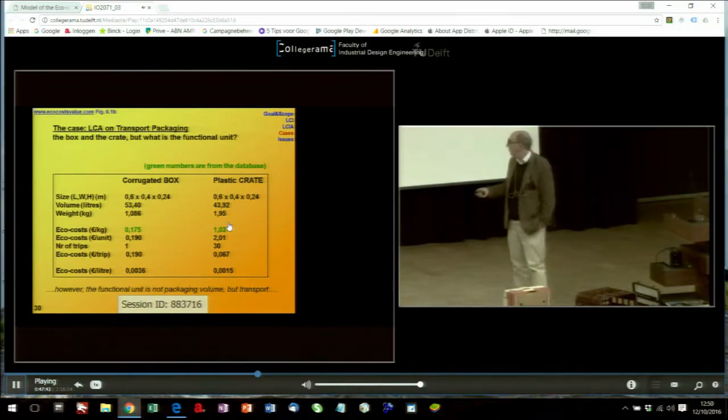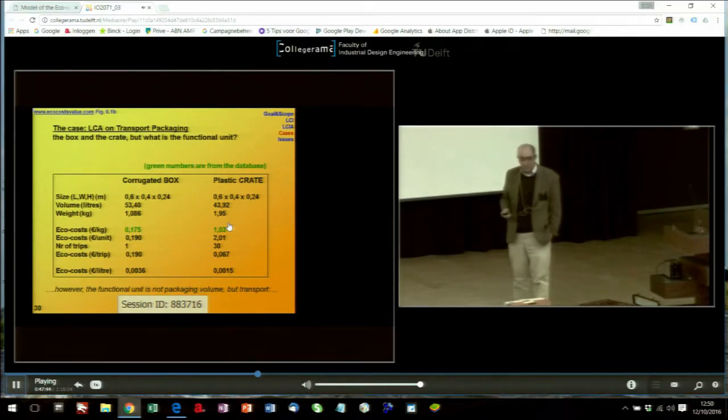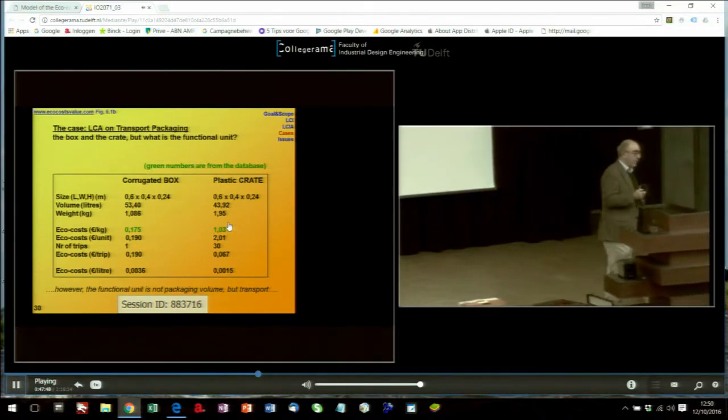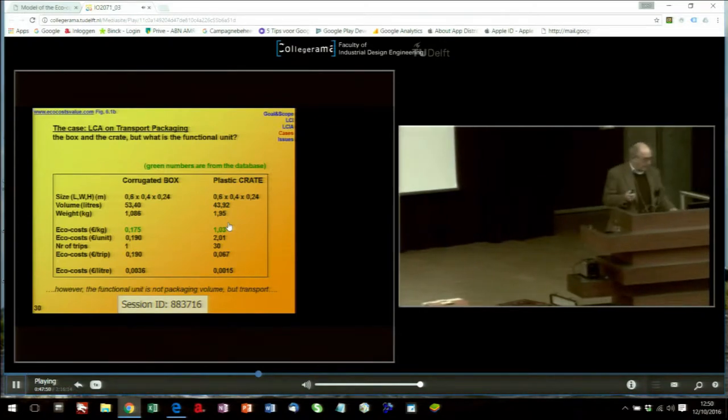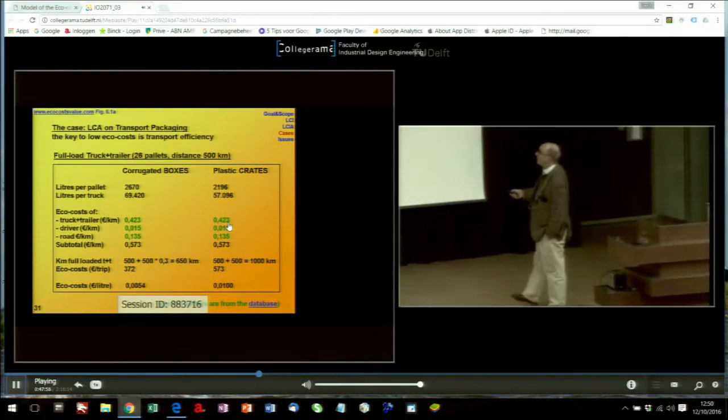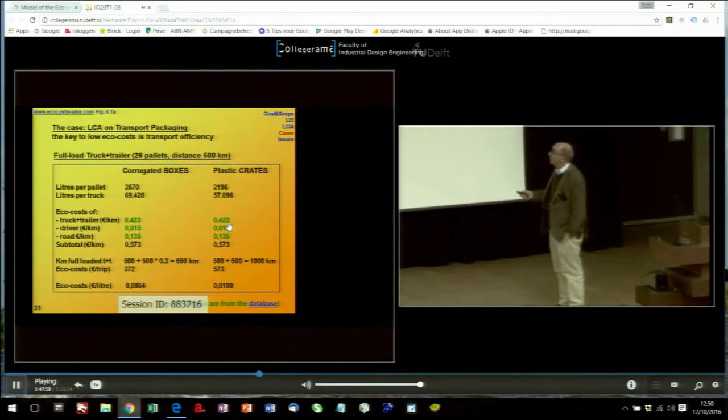So we have to look at the transport function that has to be fulfilled, and all the system components that are required for that transport. Not only the transport function, but the storage, cleaning, and end of life as well. Let's look now at the transport function first. We can calculate the liters per pallet as well as the liters per truck. We see the result of these calculations here.